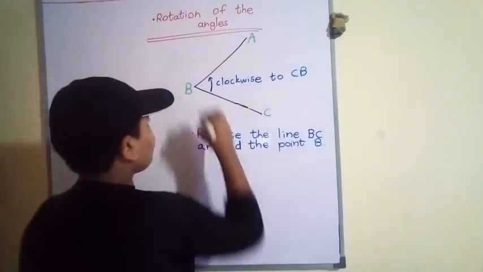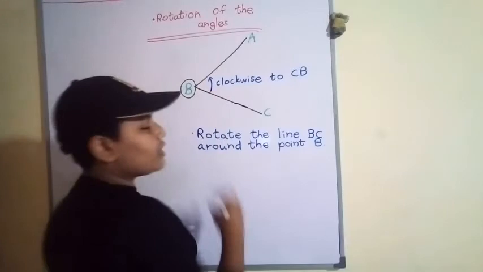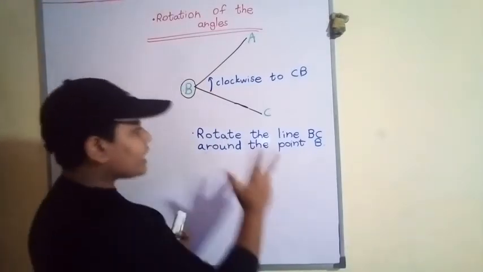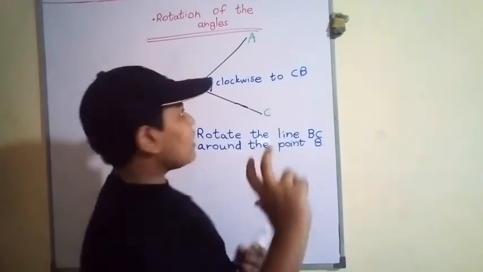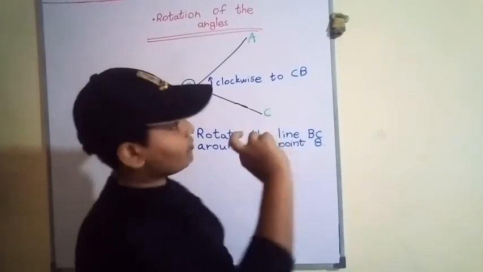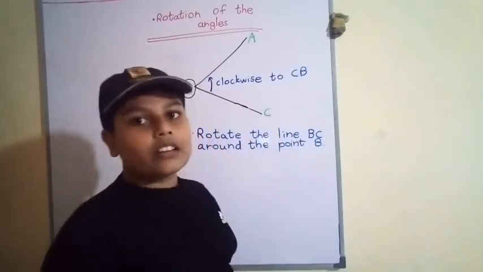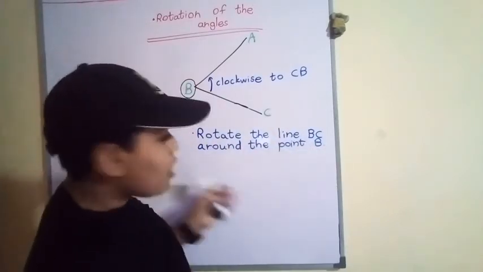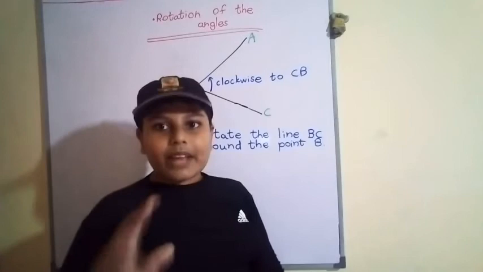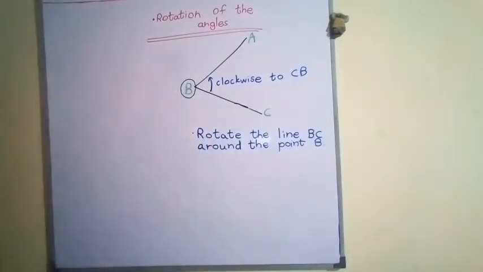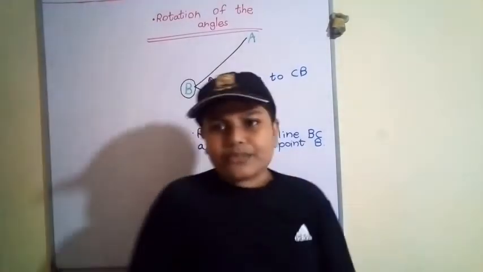Now this point is called the vertex and the rotated point. Rotate the clockwise to AB. You can name this as rotate the line AB around the point B. B is the main point, named as the vertex point, right? Now that is the rotation of the angles.